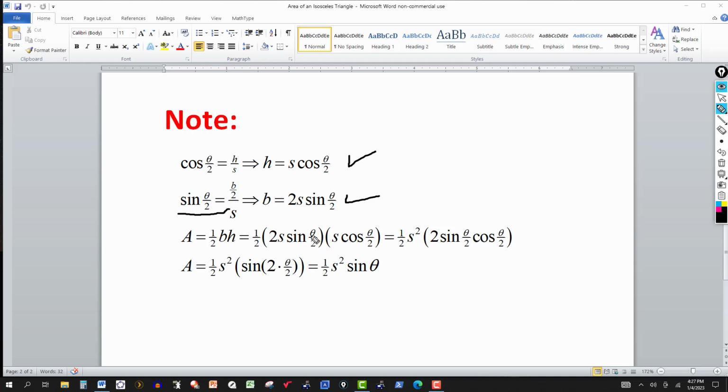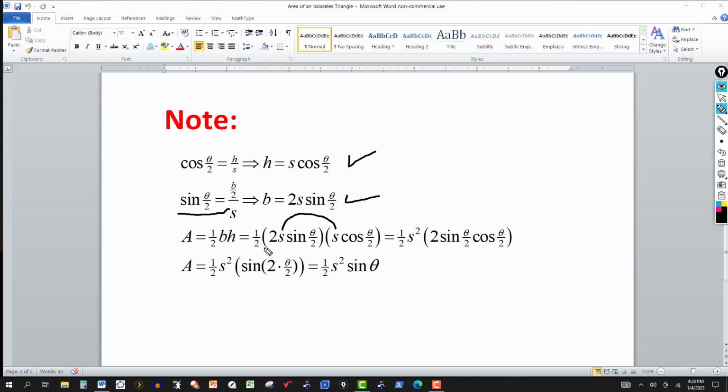Okay, so 1/2. And what do we get for the base? 2S sine of theta over 2. And what do we get for the height? Over here, the height is S cosine theta over 2. So all I did here is said, okay, we got an S here and an S here. Multiply those out. S times S, that's how I get this S squared. I left the 1/2 the way it is there, and I just grouped the other parts. So in this parentheses I have 2 sine theta over 2 cosine theta over 2.